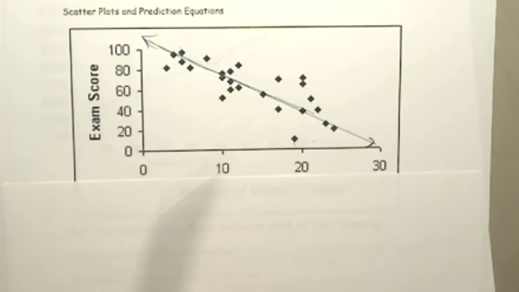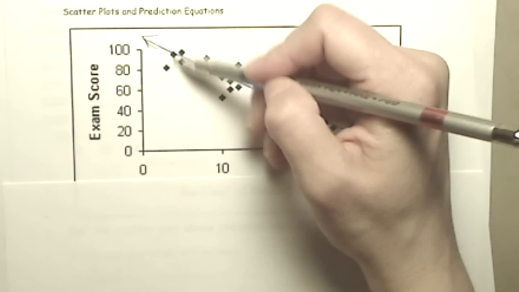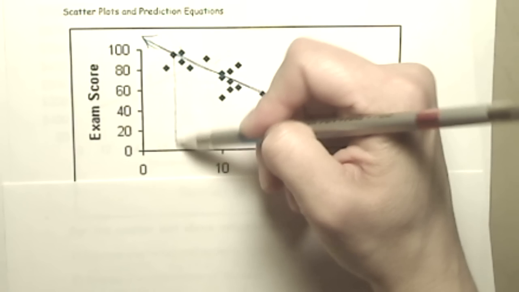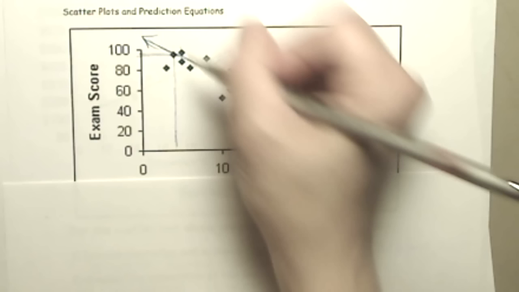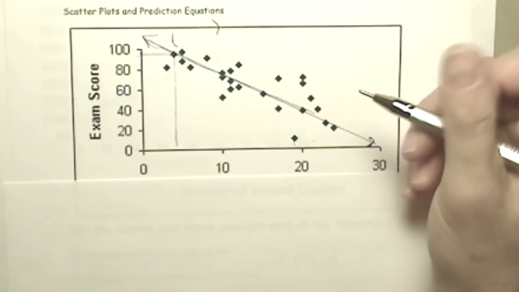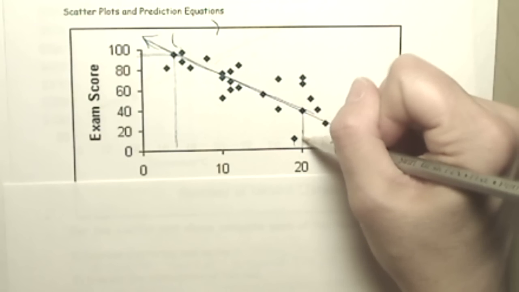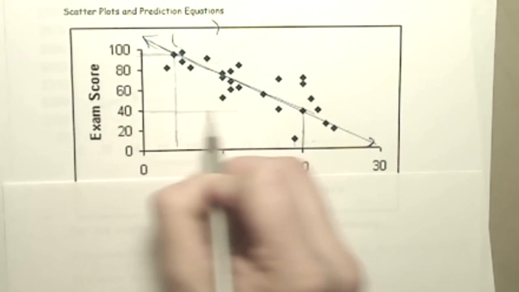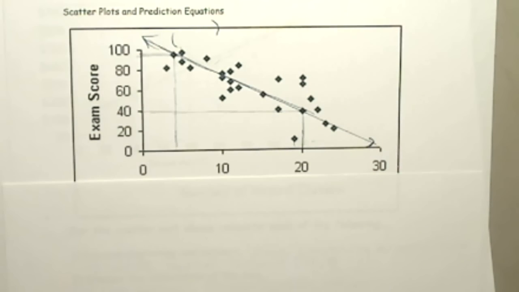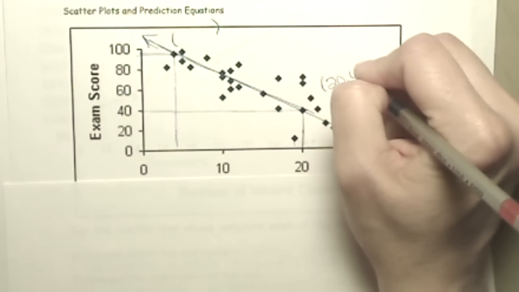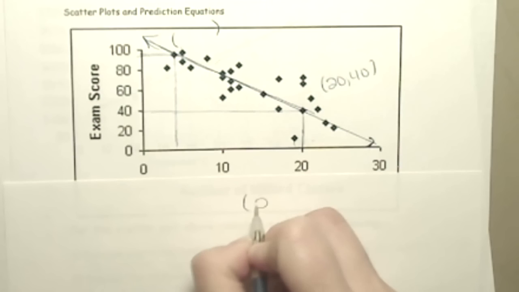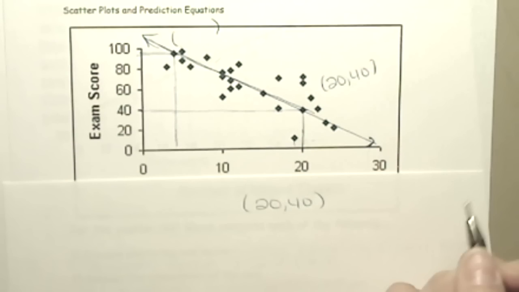So I'm going to look at here, and I'm going to pick two coordinates that are really a good approximation of the graph. We don't have a grid on here like we do on our test in class. So I'm going to approximate the coordinates of that point. And, ooh, this is a pretty decent one. This point. This one is pretty clearly 20, 40. So I'll use that point to write my linear equation.